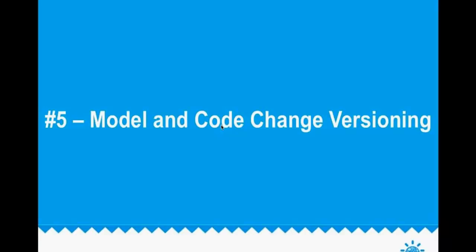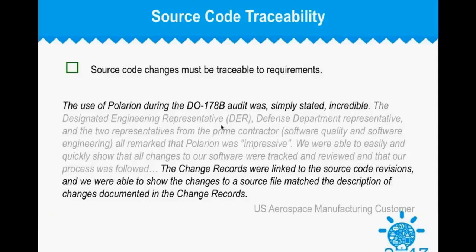Last but not least, it's model and code change versioning. There is a nice quote from one of the U.S. aerospace customers who passed the DO-178B audit, and they stated that it was really very simple. They were able to easily and quickly show that all the changes to their software were tracked, reviewed, and that our process was followed. The change records were linked to source code revisions, and we were able to show the changes to a source file matched the design and description of the changes documented in the change records.